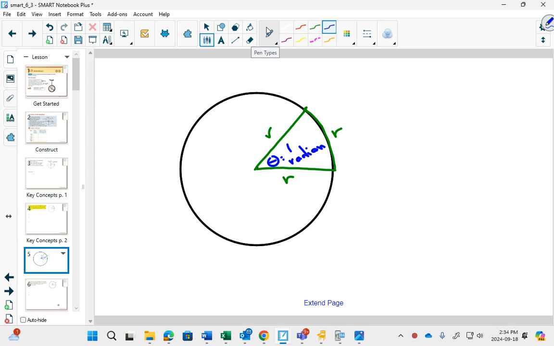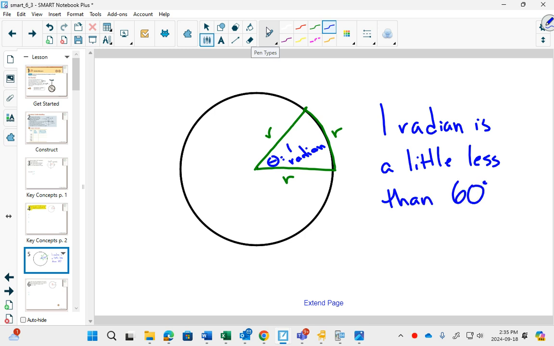In order to take this triangle and have this side match up with the curve, I would have to bend it a little bit. If I bent this just perfectly to be along the edge of the circle, what does that do to this angle here as I bend it? Well, I can really see if I bend it a lot, it makes it smaller. But I only have to bend it a little bit, so we can start off by saying that 1 radian is a little less than 60 degrees.